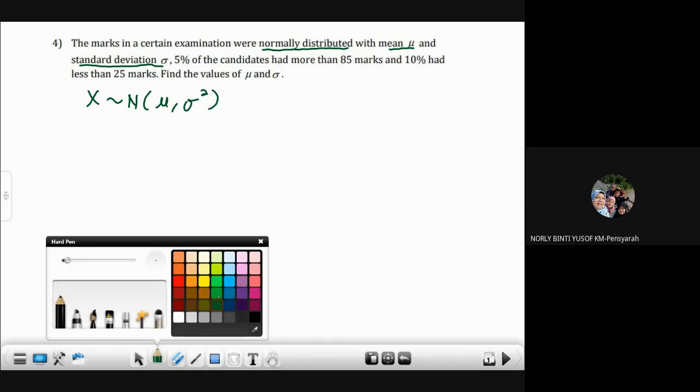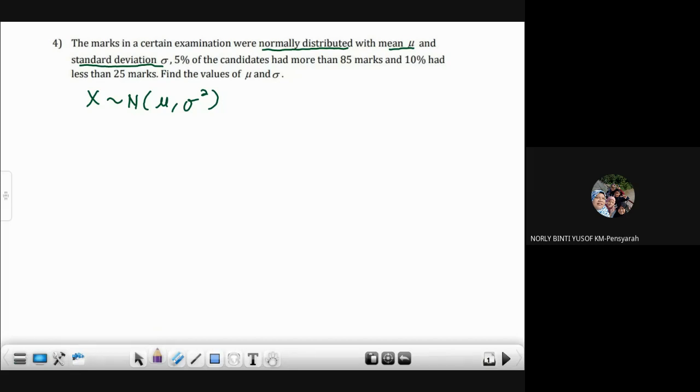Okay, so the marks in a certain examination are normally distributed with the mean. So selalu dibagi mean dengan variance kan. Cuma sekarang, you punya normal tu mean tak ada, variance pun tak ada. That means standard deviation pun tak ada. So dua-dua parameter you tak ada. Tapi dia akan bagi nilai discrete dengan probability dia.